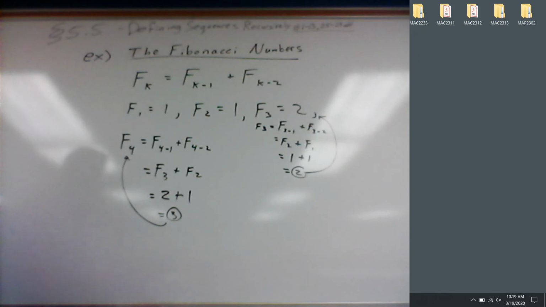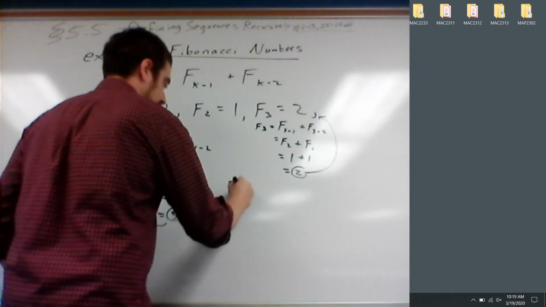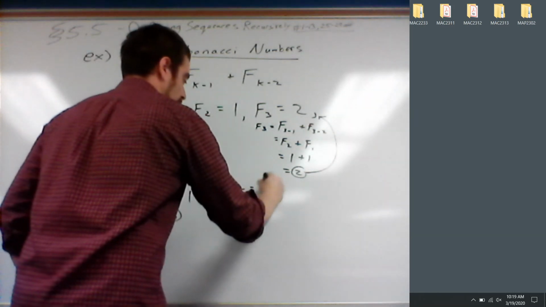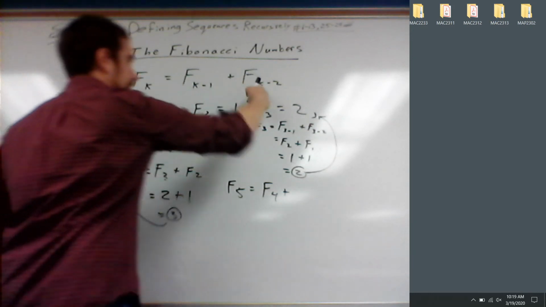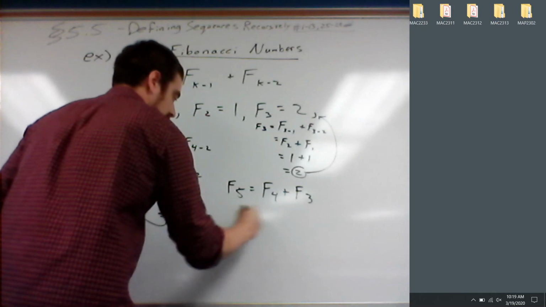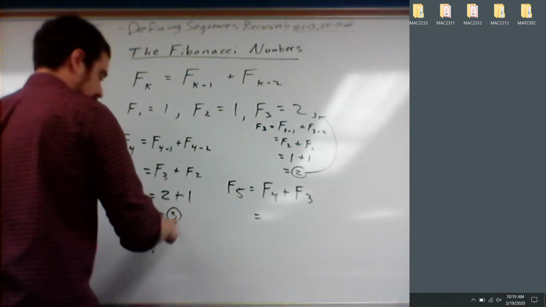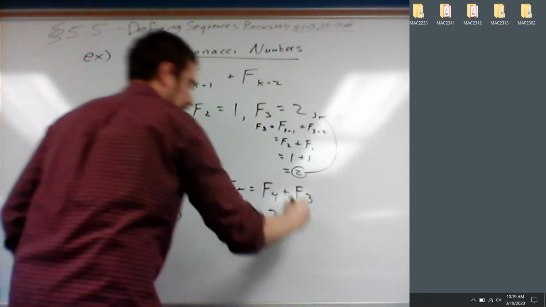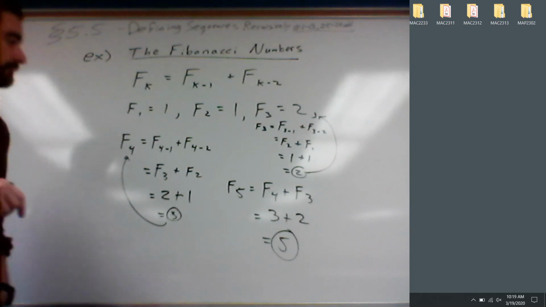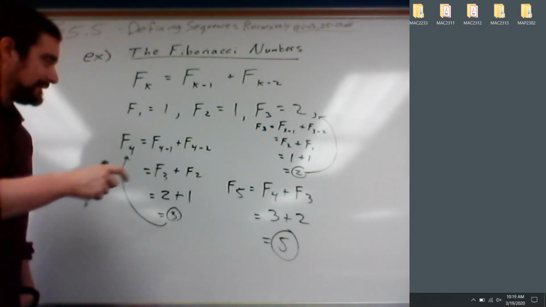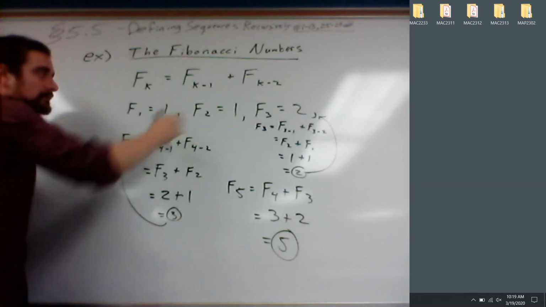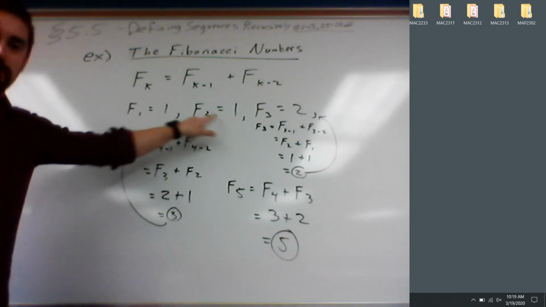And maybe just one more for fun. F5. If I want to compute F5, then obviously I need the one before it, F4, plus 2 before that one, F3. So adding those two previous terms together gives me F5 is going to be equal to 3 plus 2, which is 5. And so this is what we call the Fibonacci numbers, right? You add the two previous terms to get to the next term, starting with the first term is 1 and the second term is 1. And you really do need both of these 1s in order to start the sequence.